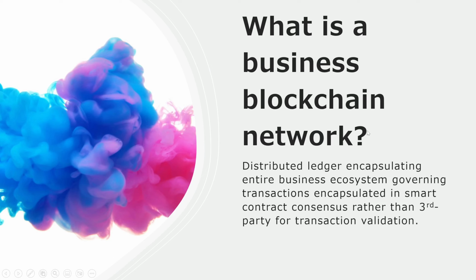What is a business blockchain network? It's a distributed ledger encapsulating an entire business ecosystem. Think supply chain, governing transactions and encapsulated in smart contracts. Consensus is just a fancy way of saying that you have code that binds that consensus or those rules that are being executed, rather than a third party for transaction validation.